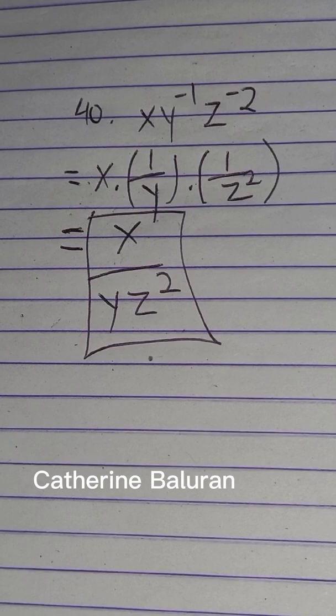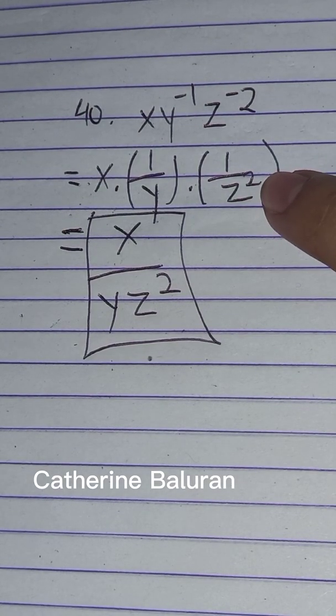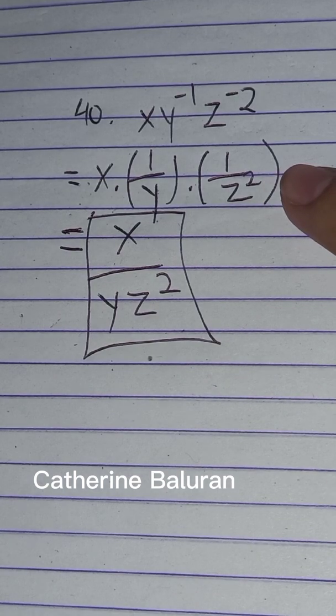Number 40, x, y to the power of negative 1, z to the power of negative 2 is equal to x times 1 over y times 1 over z squared. Nanong nahimo siyang inani because any expression that is raised by a negative is equal to its reciprocal.